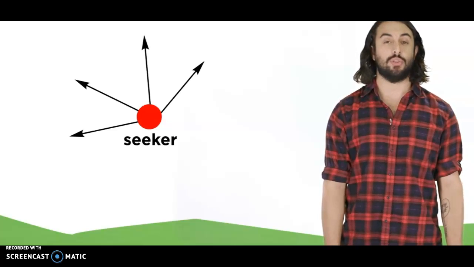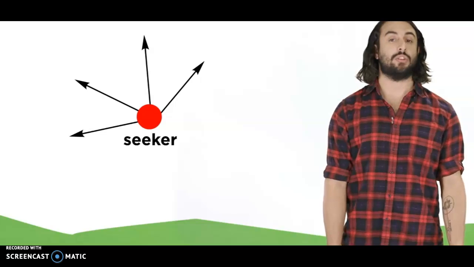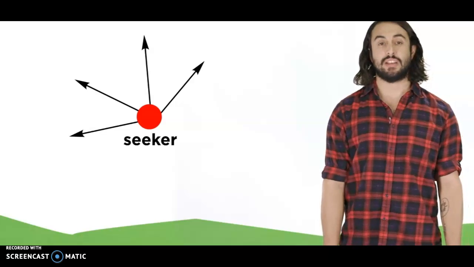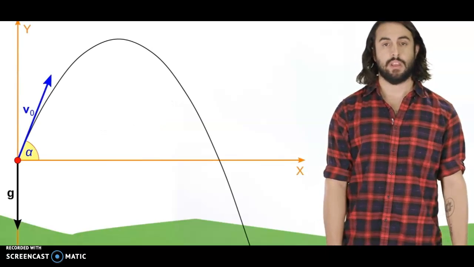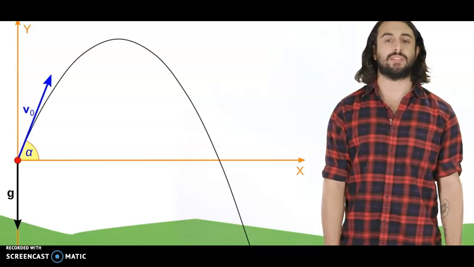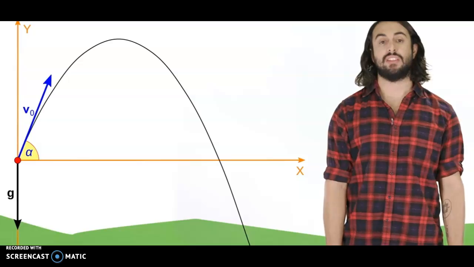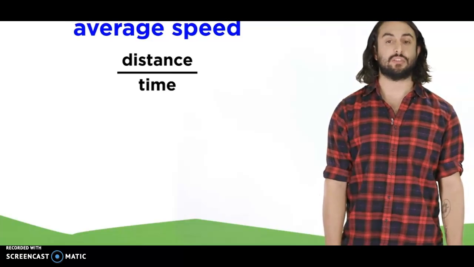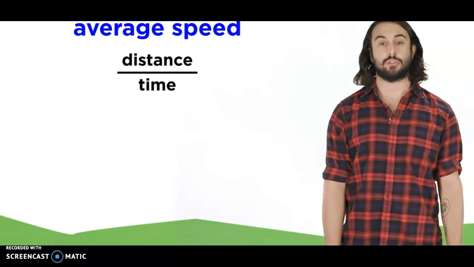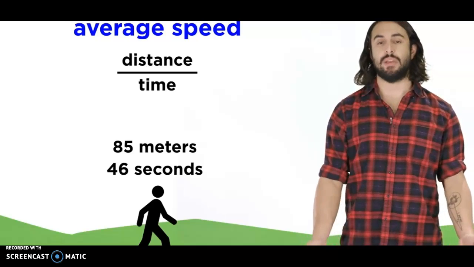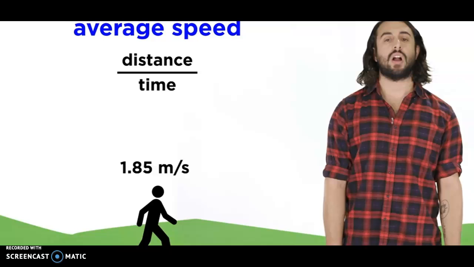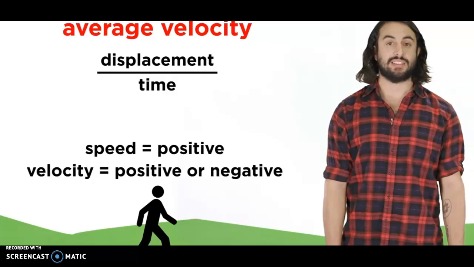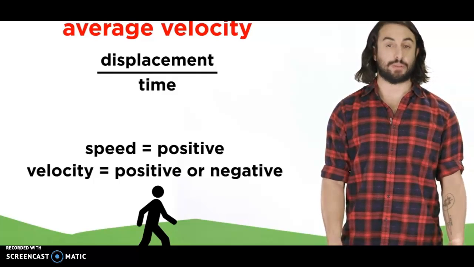But each kid would have a unique velocity vector that has a magnitude of 3, but also describes the direction of motion, most likely using the seeker standing still as the point of origin. Velocity vectors will be extremely important as we move forward with kinematics, where we will study the motion of objects. In general, average speed can be calculated by taking the distance traveled by an object and dividing by the time it took to do so. So if you walk 85 meters in 46 seconds, you are walking at an average speed of 1.85 meters per second. To find average velocity, you can do the same, but you would have to divide displacement by time.